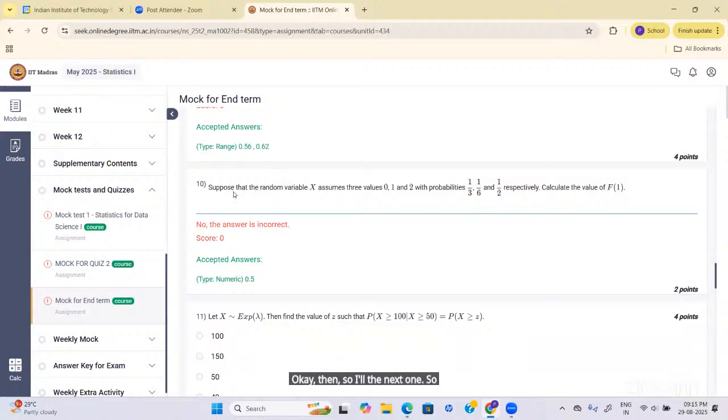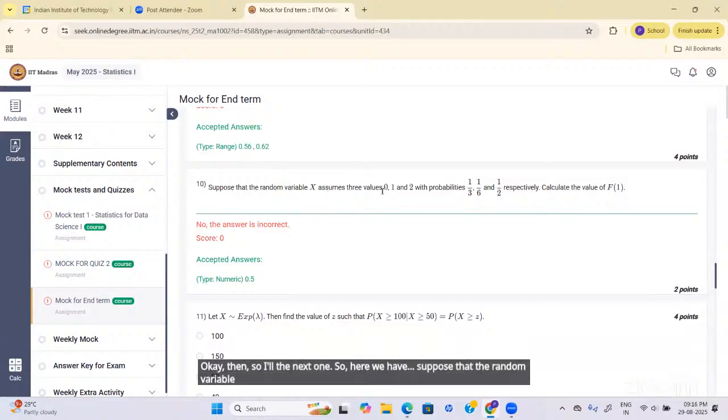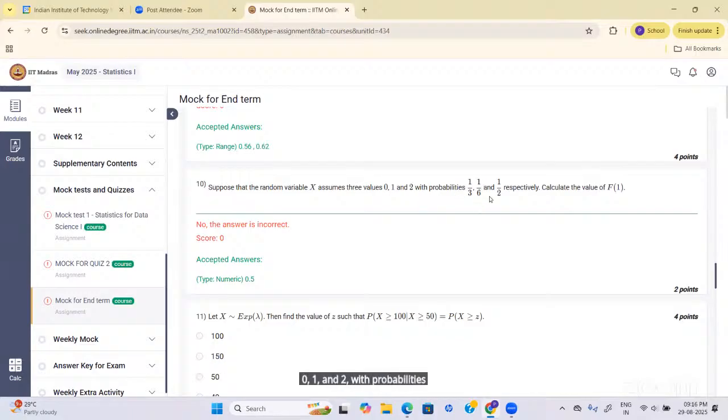So here we have, suppose that the random variable X assumes 3 values, 0, 1, and 2, with probabilities 1 by 3, 1 by 6, and 1 by 2 respectively. Calculate the value of F1. So what is this capital F1? Cumulative. It is less than or equal to, 1 by 3 plus 1 by 6. Yeah, so it is actually the CDF of X at point 1.